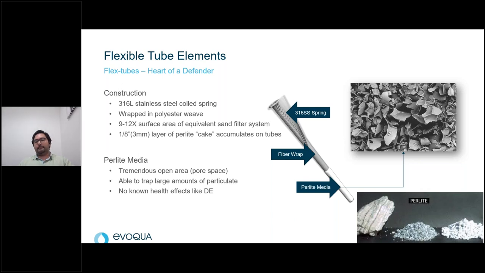What is perlite media? Perlite media is actually a volcanic glass which has been processed by crushing and also heated to expand. Therefore, the perlite media has 85% pores just waiting to trap particles. Perlite media is also food grade. It's not harmful to health. Therefore, it can easily be drained into your municipal drainage system.